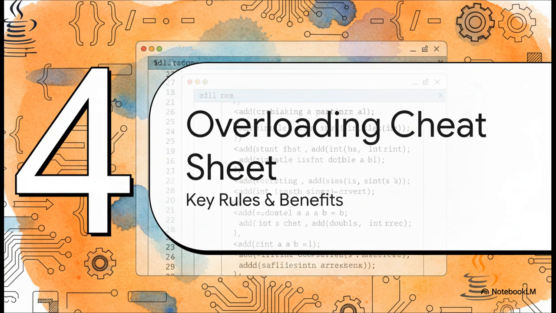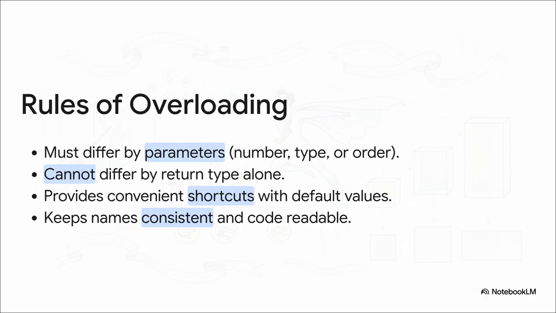So let's wrap this all up with a quick cheat sheet to nail down the key rules and benefits of overloading. This is the stuff you'll definitely want to remember. Okay, here are the golden rules. First and foremost, it is all about the parameters. You have to change the number of parameters, the type of parameters, or their order. And a super important point, you cannot overload a method just by changing its return type. The whole point of this is to make your code cleaner and more readable by using one consistent name. And it's perfect for providing convenient shortcuts and default behaviors.